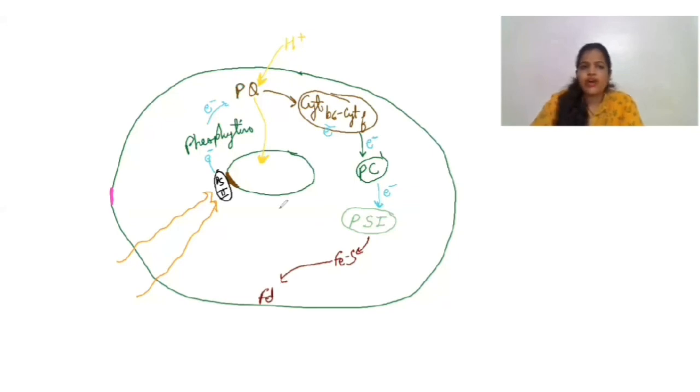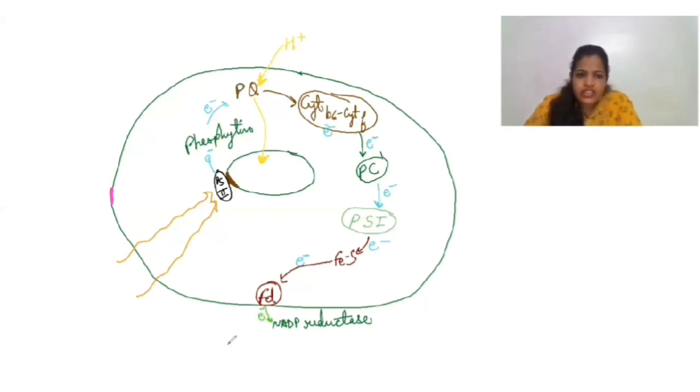Right? Now, the electrons have been given to ferredoxin, but ferredoxin says that I don't want to give electrons back to photosystem 2. So, what does it do? It goes to the NADP reductase enzyme, and this NADP reductase enzyme is very smart. It says, give me your electrons.